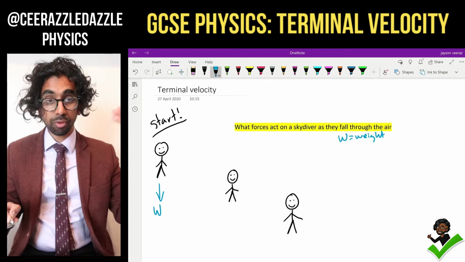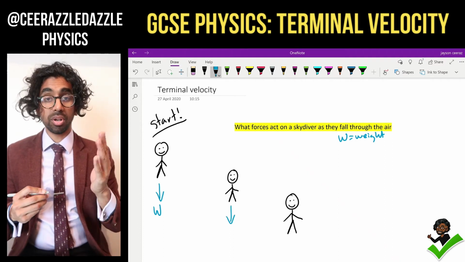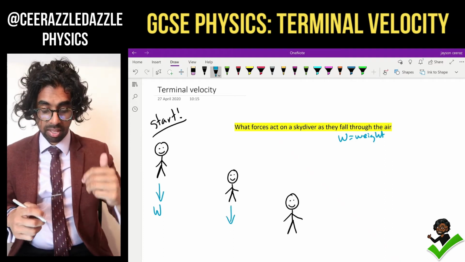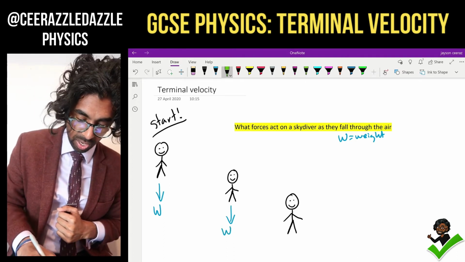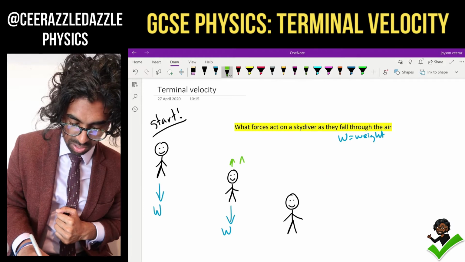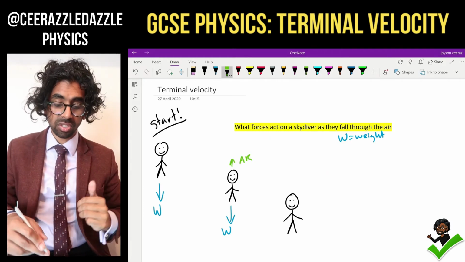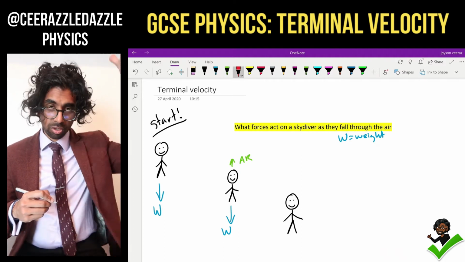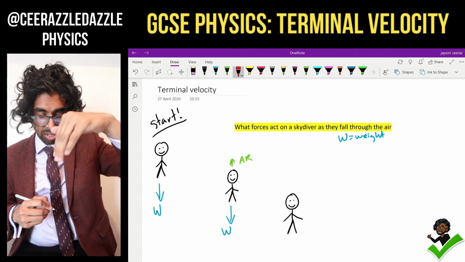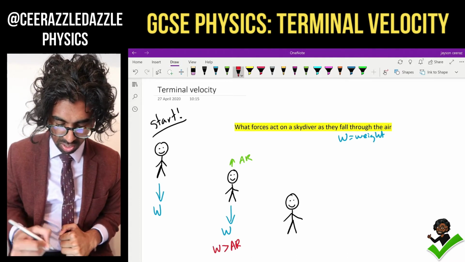But as you fall through the air, what happens is air resistance starts to build up. Think about it, as you're falling through the air, the resistance will start to build up. So let's draw a small arrow to indicate here the air resistance. We can clearly see right now the weight is greater than the air resistance, therefore you're still increasing in speed. So yes, you're going to be falling through the air, increasing in speed. So weight is greater than air resistance here.